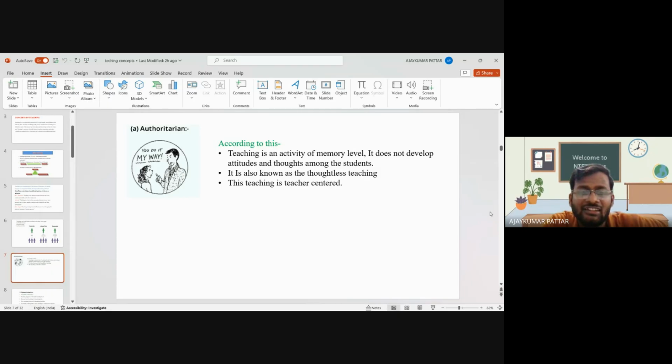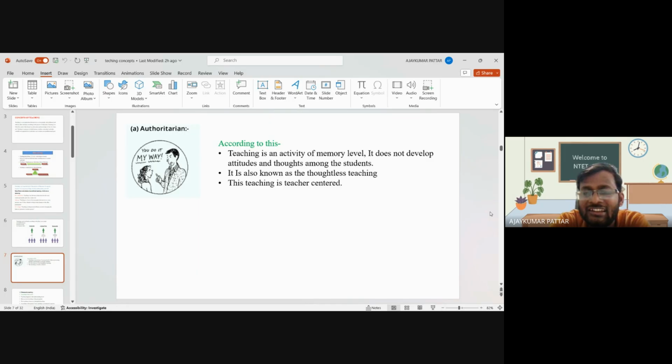This teaching is teacher centered. So see, in this type of teaching, what happens? It is memory level only, because the student learns by this sloka only. In this type, there is not much interaction. This type of teaching happens in the initial days of school. The teacher will tell you to learn by heart the numbers. You don't know about the numbers, multiplication, everything, but you learn them by heart.